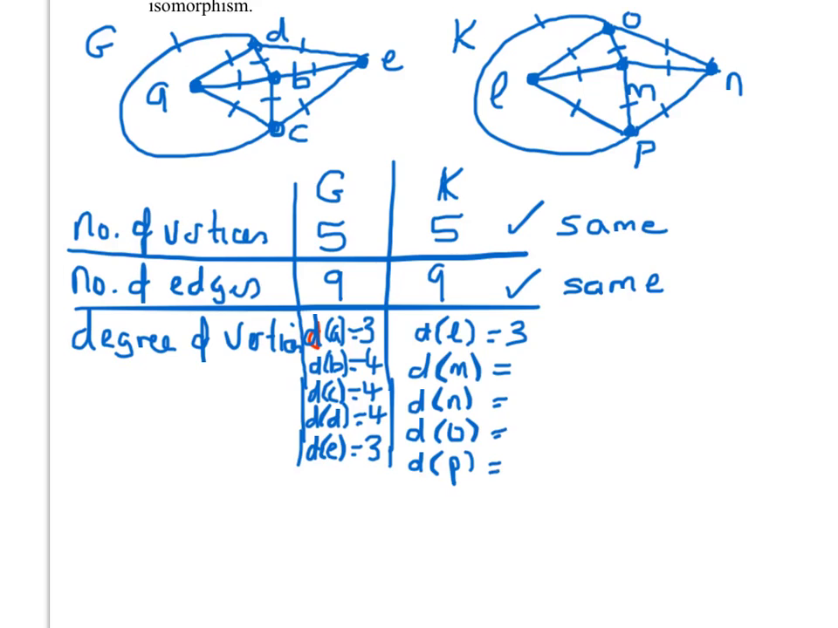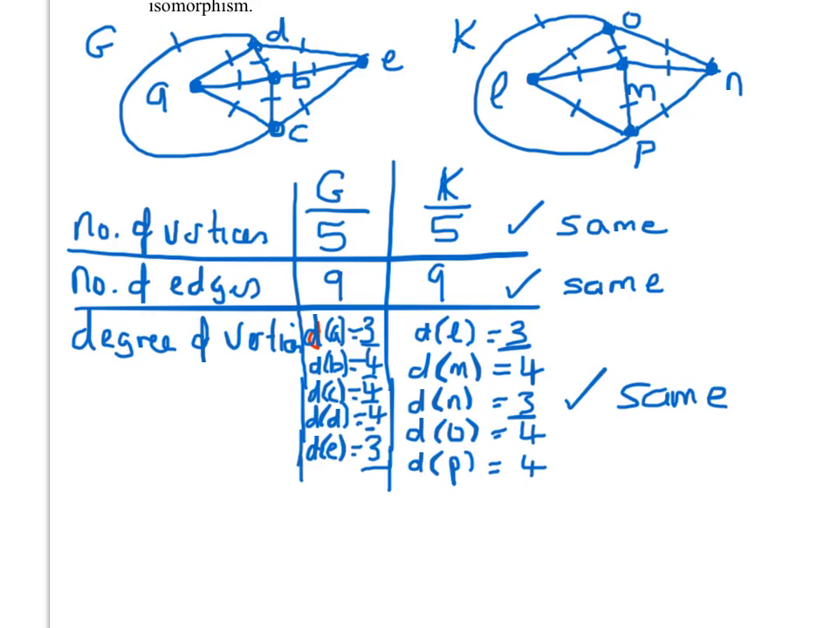Right? So if we look at the degree of M is 4, the degree of N is 3, the degree of O is 4, and lastly the degree of P is 4 also. Now if we compare these degree values, you'll see for graph G, it has 2 vertices of degree 3, that's A and E, and it has 3 vertices of degree 4. And likewise K has the same thing, it has 2 vertices of degree 3, that's L and M, and it has 3 vertices of degree 4. So again, they are the same, right?